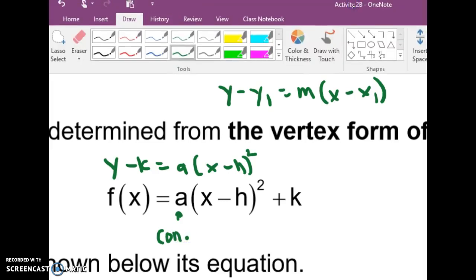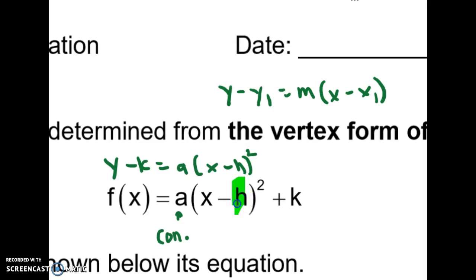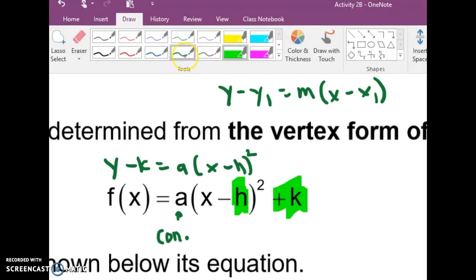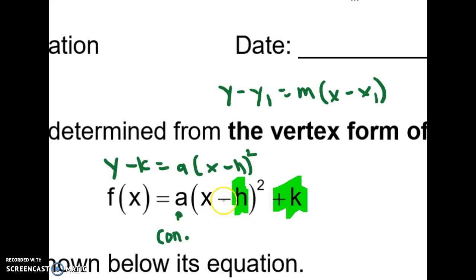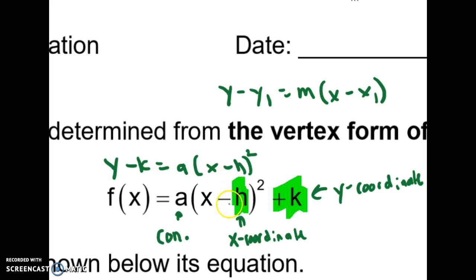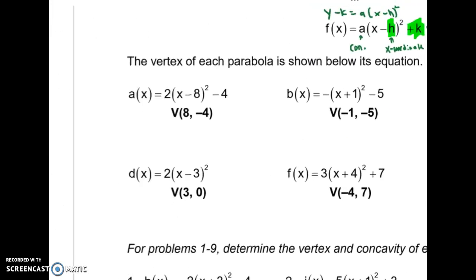And the other part that we're looking for is how do we find the vertex? Well, the vertex is going to be given by this coordinate and this coordinate. So whatever is being subtracted from x tells us our x-coordinate. And then whatever's being added at the end there tells us our y-coordinate. Again, this part's going to change signs, this part is not. Looking at the examples here, it works out the same way.